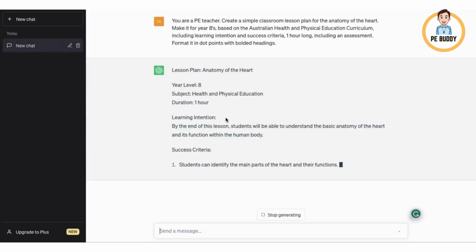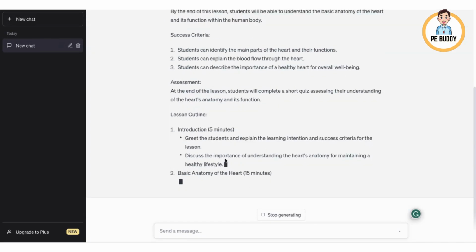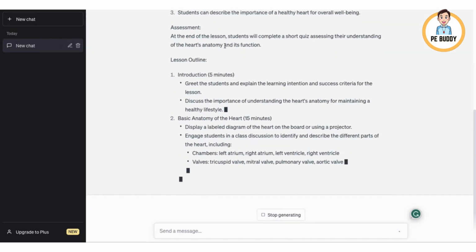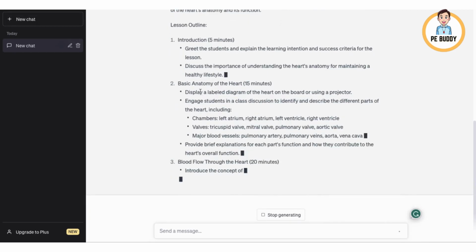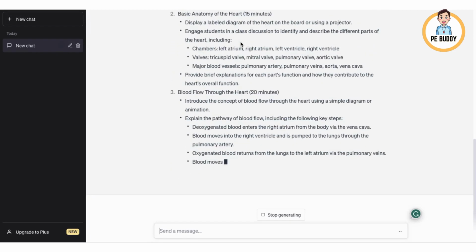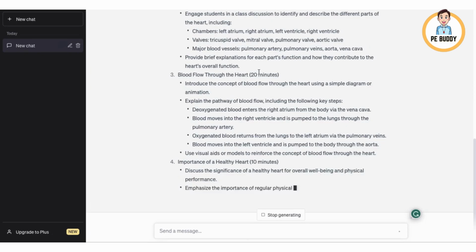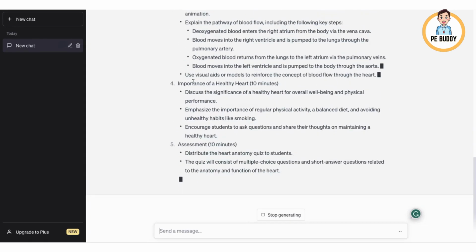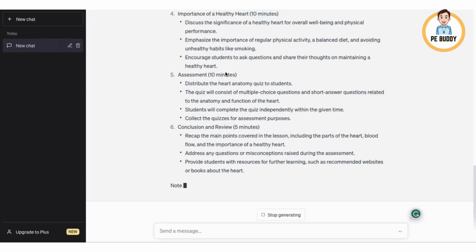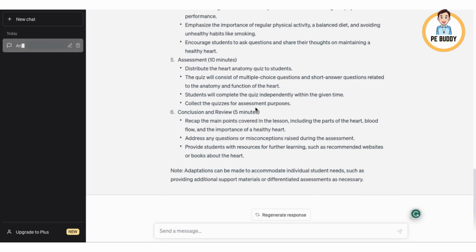We have our learning intention. It's given us success criteria. It's given us a preview of the assessment at the end of the lesson. We have a 5-minute introduction, 15 minutes on the basic anatomy of the heart, 20 minutes on the blood flow of the heart, 10 minutes on the importance of a healthy heart, and then a 10-minute assessment, 5-minute conclusion and review. All of that in about 10 seconds.